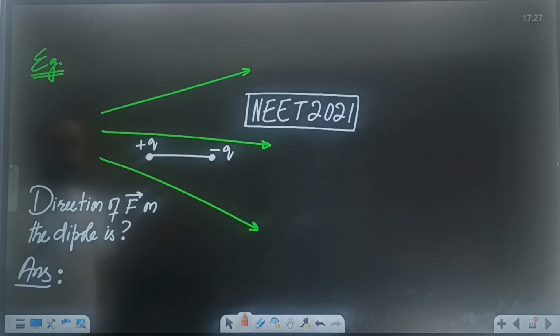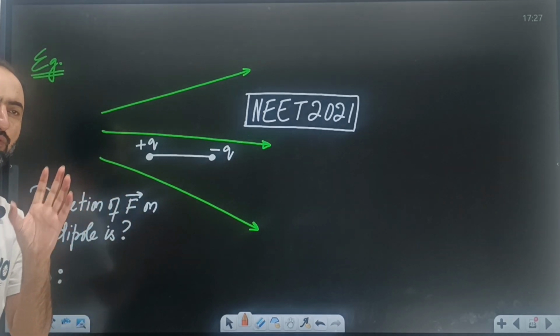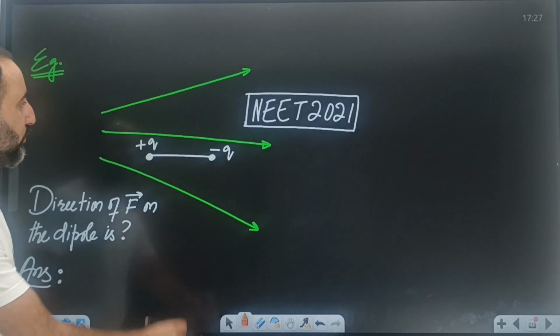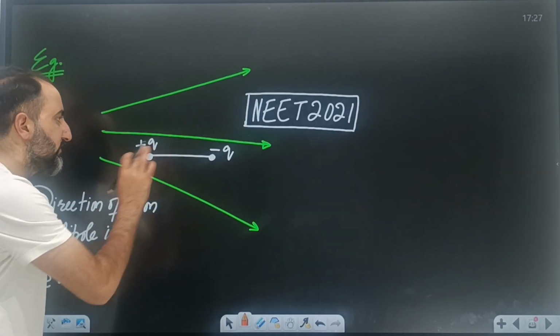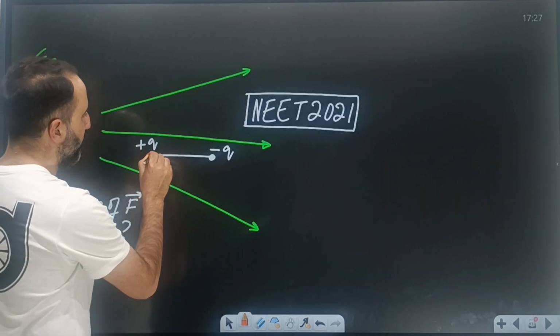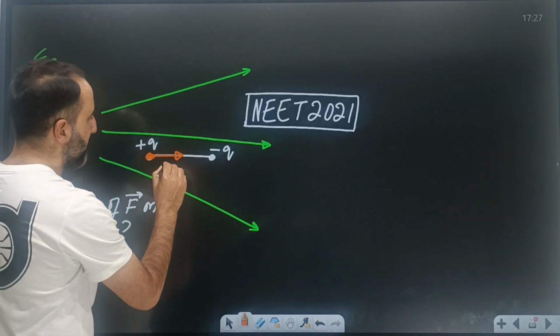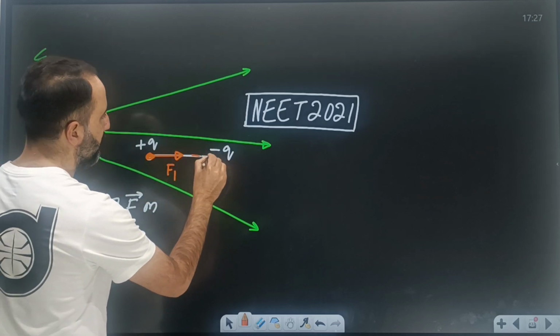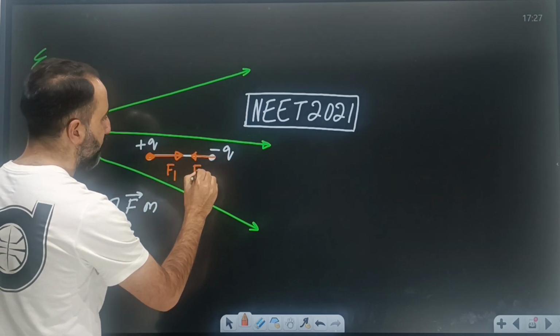Okay. So here we have this NEET 2021 question, and it is simply a conceptual question. You only have to tell what is the direction of the force on the dipole. Okay. So here there is a dipole, this is plus q, this is minus q. The force on this plus q will be in this direction, which is equal to F1. The force on minus q will be opposed to the electric field, so that will be in this direction, which is equal to F2.